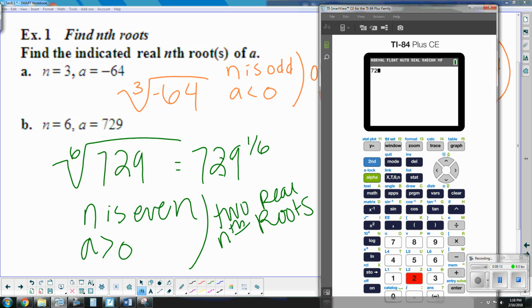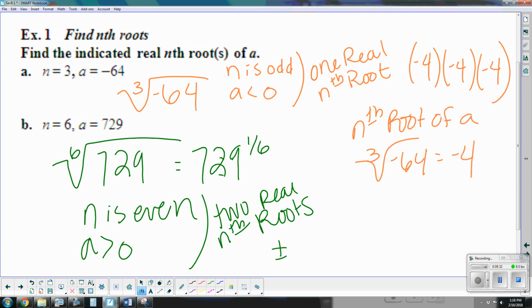So if you take 729 to the 1/6 power, it will give you just a solution of 3. But since a is greater than 0 and n is even, your actual solutions are plus or minus 3.